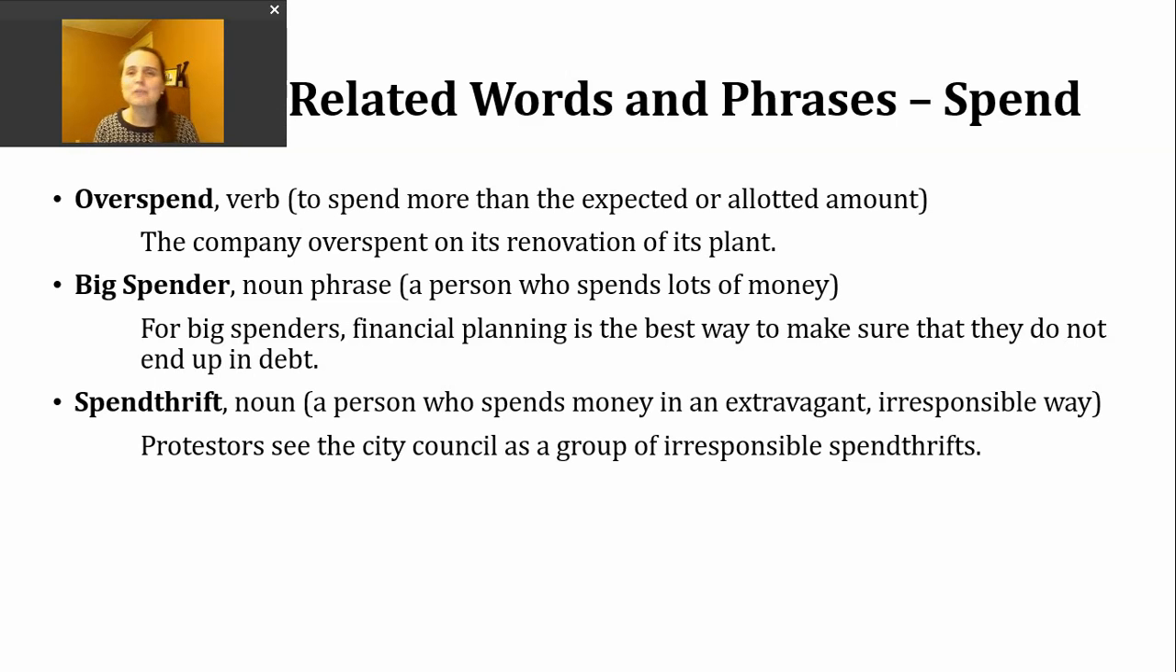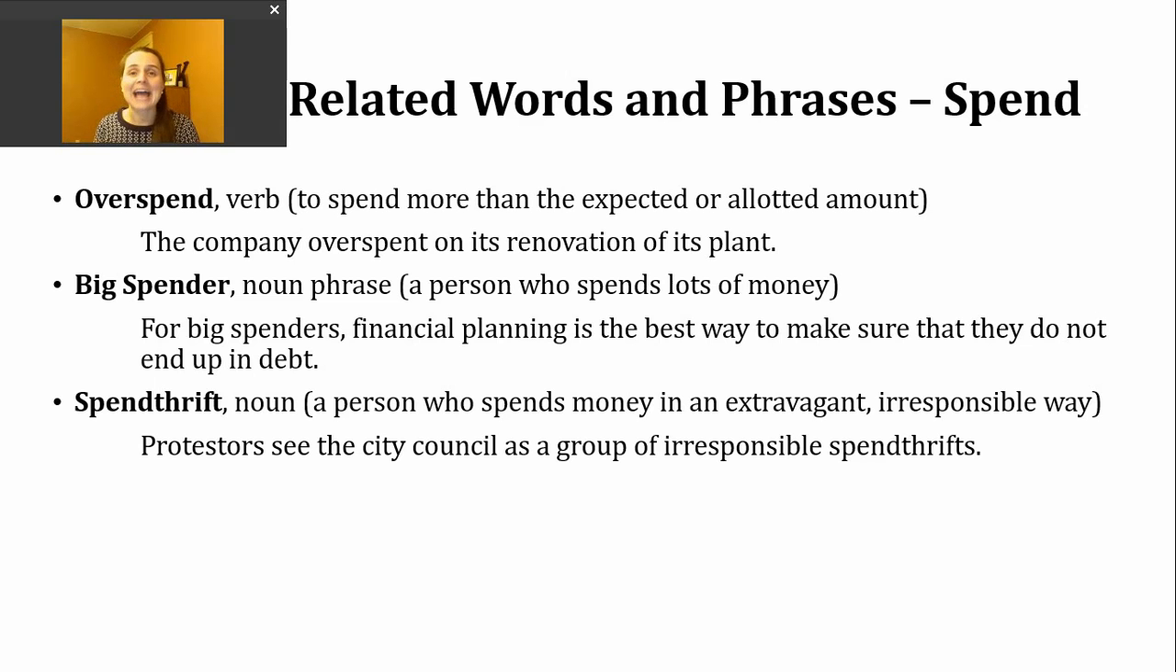Another phrase you might hear is a big spender. This is a person who spends a lot of money. Here is an example of this in a sentence. For big spenders, financial planning is the best way to make sure that they do not end up in debt. So end up owing a lot of money to another company, an institution, or maybe even another person.